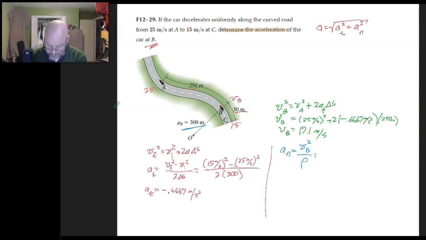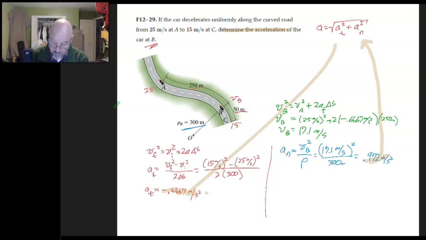So let's plug that in here. 17.1 meters per second squared over rho, which is 300. And we're going to get out of that 0.972 meters per second squared. There we go. That's the 2 bits that we need. So again, we're going to stick a_n up there, and we're going to stick a_t over here and call it a day.